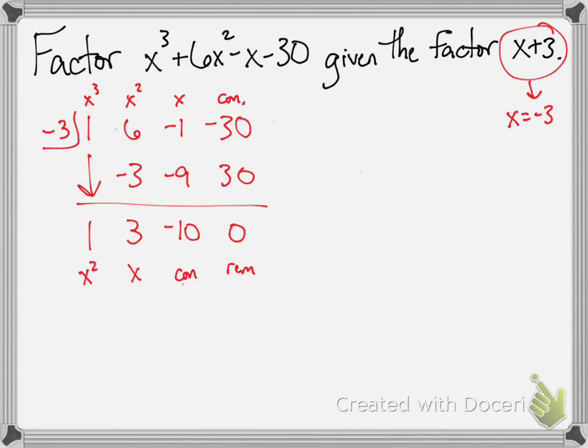So what I have here in my final row is 1x squared, or just x squared, 3x minus 10. There is no remainder, so I don't have to write plus 0 over x plus 3 or anything like that. Okay, there is no remainder. Now, the goal of the problem is to factor it fully.